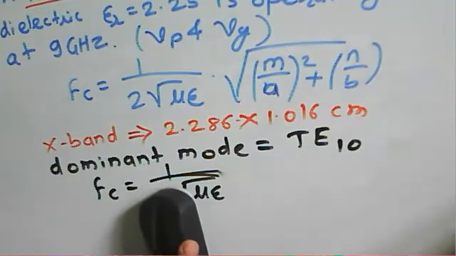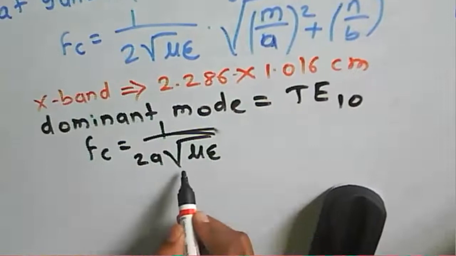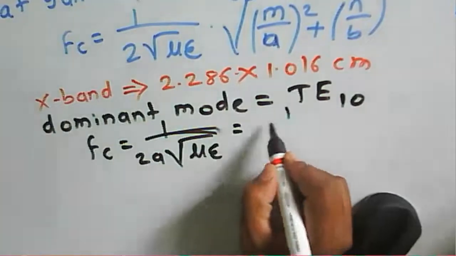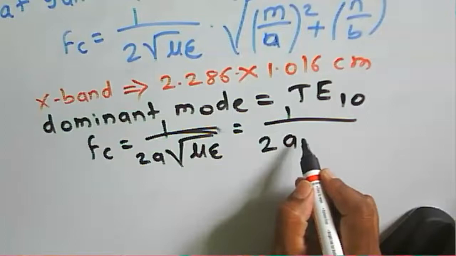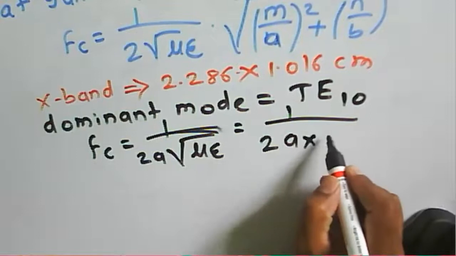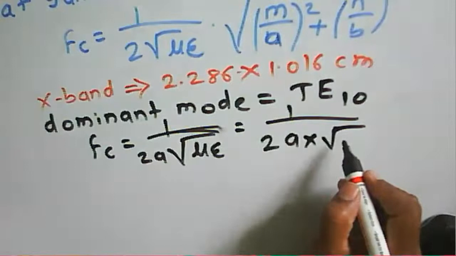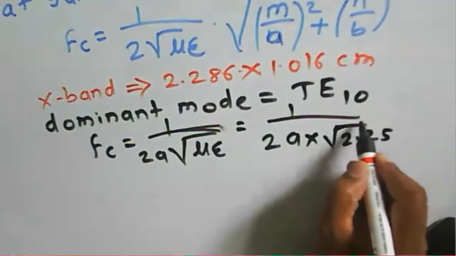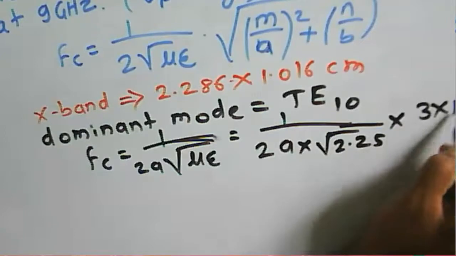How can we write it here? We will write twice a, twice the under root mu epsilon. Mu will be mu 0, epsilon. So here we can write twice of a, and this one is about 2.25, that is for the epsilon r, and 1 by root mu 0 epsilon 0 is nothing but 3 into 10 to the power 8.